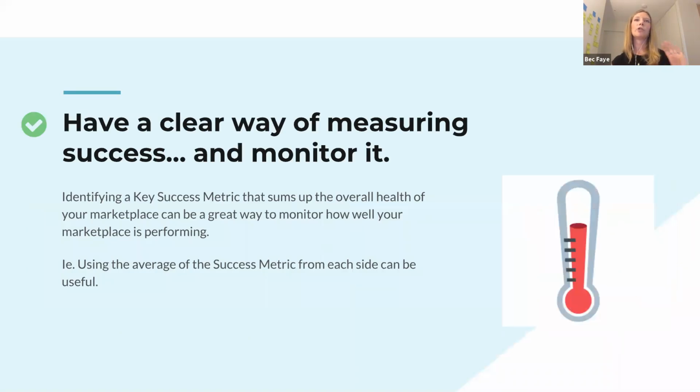And once you have all of that, how do you have a clear way of measuring success on your marketplace? A key success metric essentially helps to sum up the health of your overall marketplace and can be a great way of monitoring how well your marketplace is performing. And that might be made up of a few different factors, which you can then bring into a core health score.